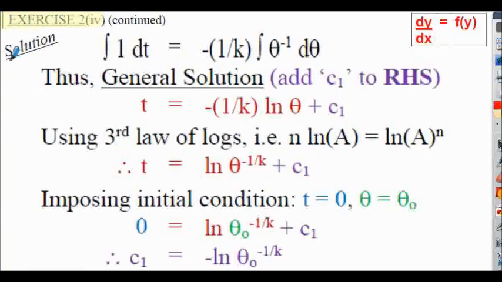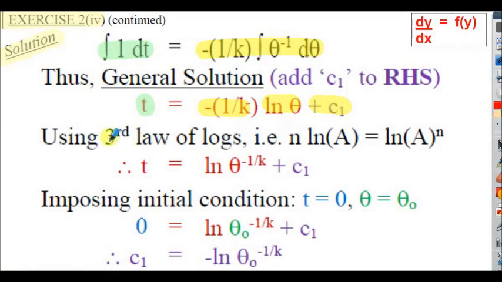Exercise 2 part 4, solution continued. Just repeated this line for convenience from the previous slide. So on the left hand side, integrating 1 with respect to t becomes t. On the right hand side, integrating theta to the negative 1 with respect to theta, that becomes ln theta, which of course is factored by the negative 1 divided by k. And in this case I've added the c to the right hand side of the equation. And I've actually called it c1 here.